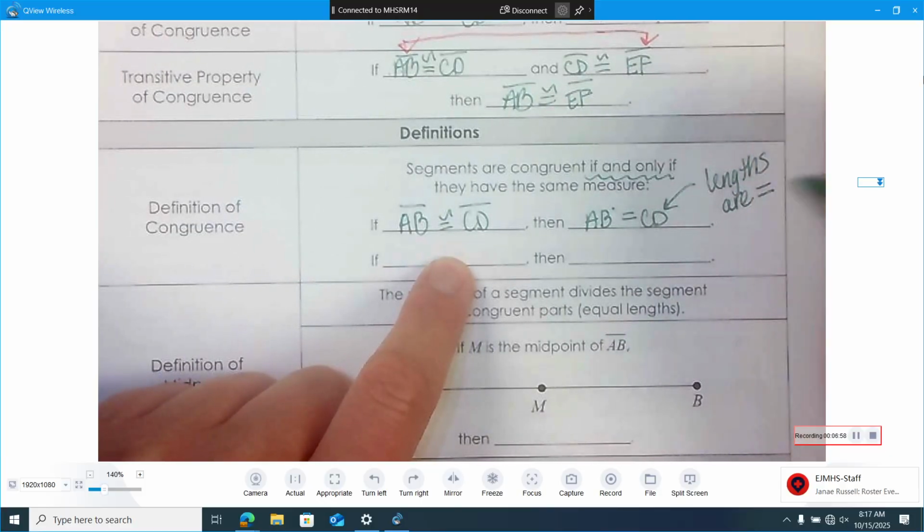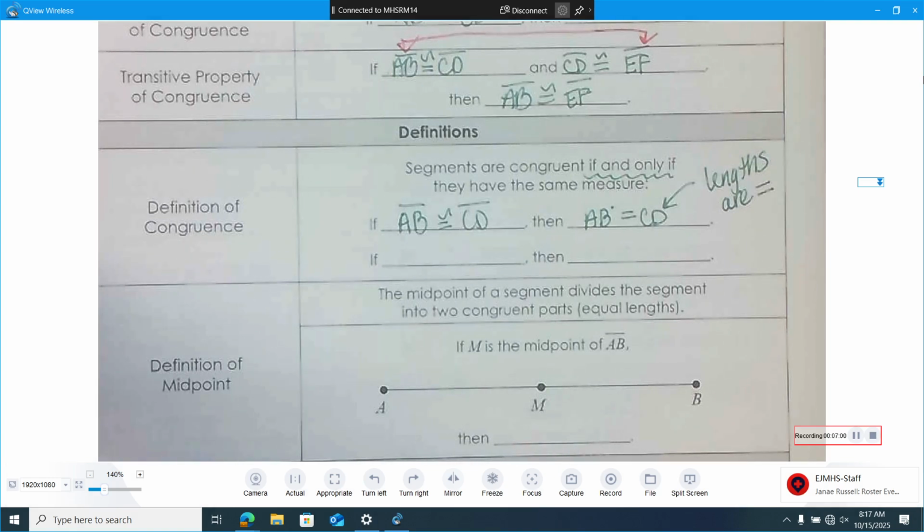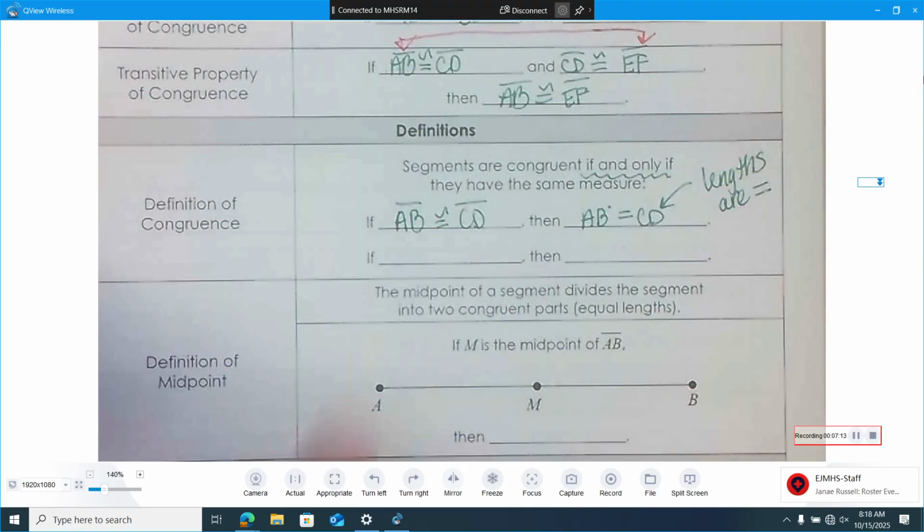are equal. And so we can say that the whole figure itself is congruent. When we drop the notation, we're saying the length of each piece is equal to each other. So lengths are equal, but the figures themselves have to be congruent.